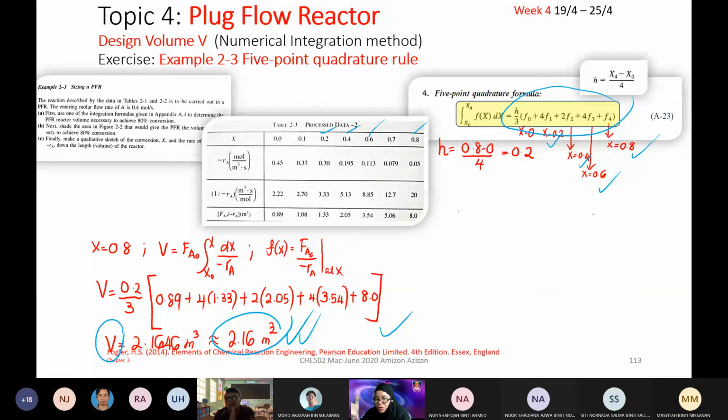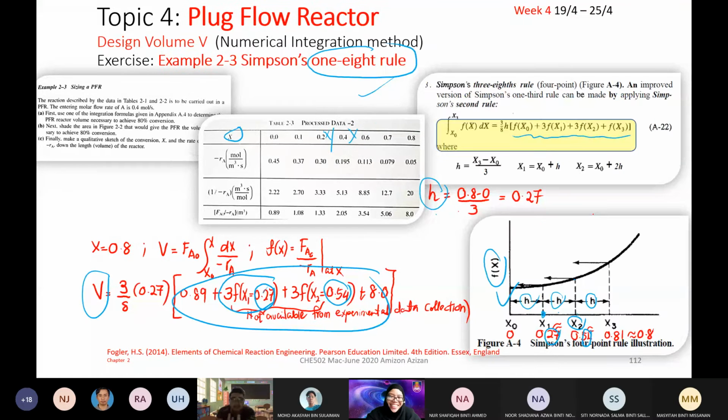tadi? Kira 2 kali cukup, berapa nak kira sampai 5 kali? Tengok ni, buat kerja penat je. Bila nak habis jawab exam? Sebab bila lagi kecil dia punya gap, lagi accurate calculation. Yes, very good. That's the answer that we want to hear from you.